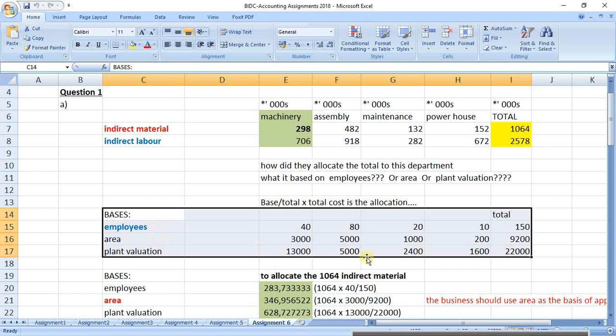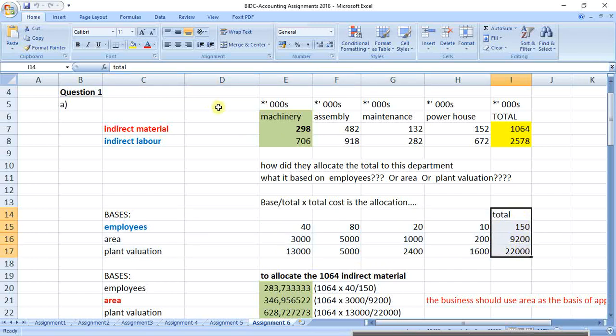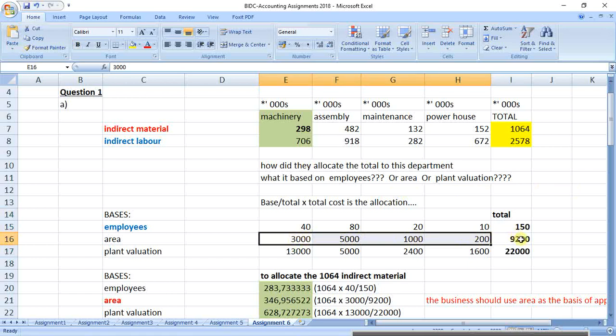We wrote this down last time, because we wanted the totals. Did they give you the totals? No, they didn't. No totals given. All they gave was 3,000, 5,000, 1,200. When I add up 3,000, 5,000, 1,200, I get 9,200. That's the total. So the total space that the entire business takes up is 9,200. The total number of employees is 150. The total plant valuation is 22,000.